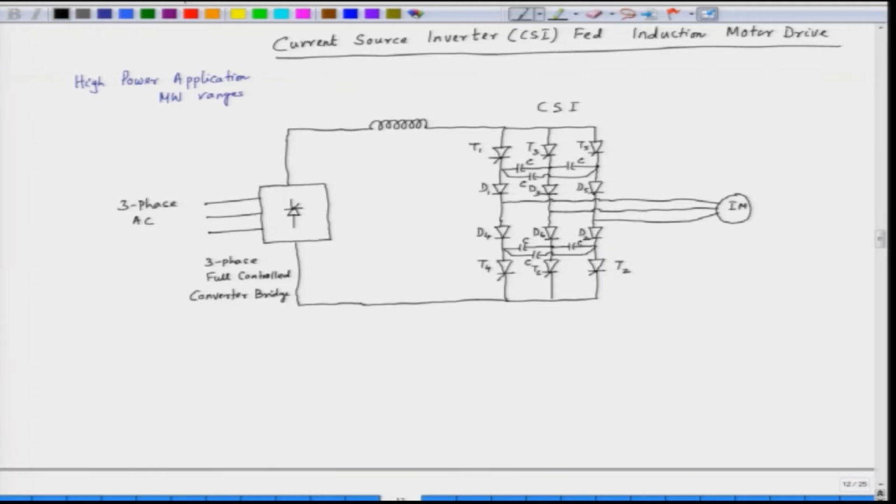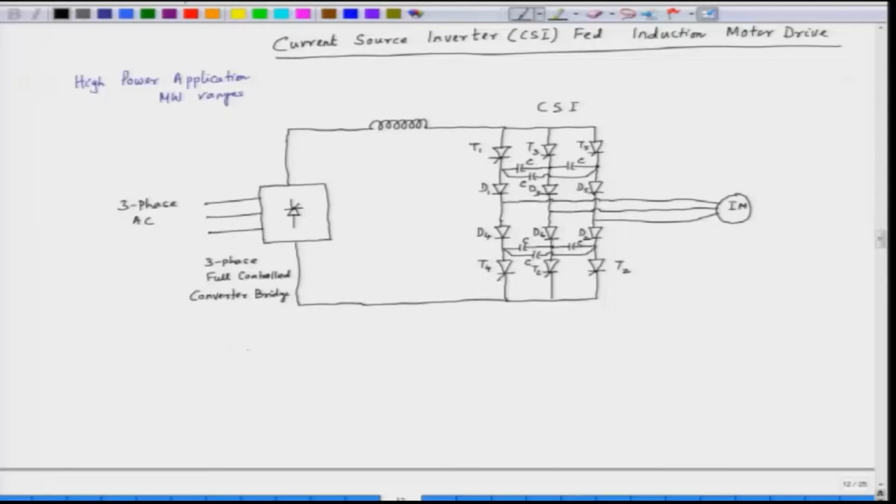Now, we will not be discussing the detailed operation of this CSI, which is usually done in a first course in power electronics. The capacitors are used for force commutation. The SCRs are triggered in the sequence T1 to T6, and the capacitors are charged, and the capacitors are used to turn off one SCR when the next SCR is triggered. So, the sequence of triggering of the SCRs is as follows.